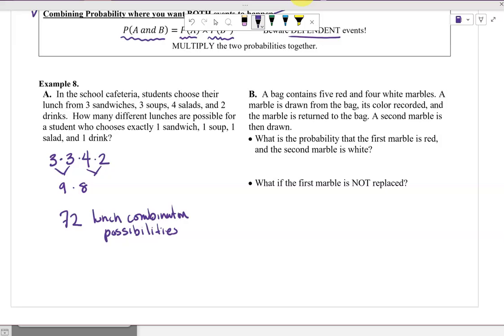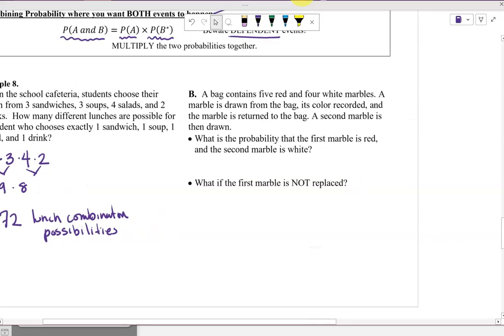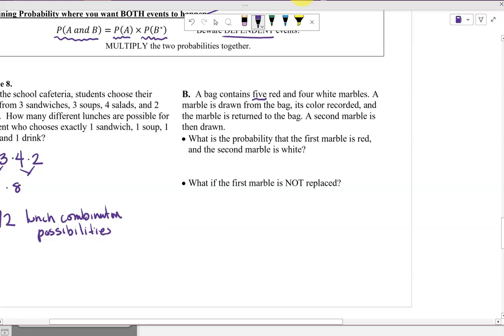Okay, B. A bag containing 5 red and 4 white marbles. A marble is drawn from the bag, its color is recorded, and the marble is returned to the bag. The second marble is then drawn. Now, if the marble is returned, they're independent events. The first thing happening doesn't affect the probability of the second thing. So what's the probability that the first marble is red and the second marble is white?